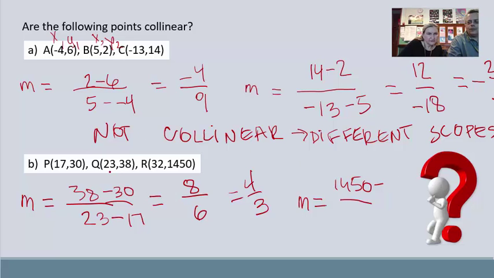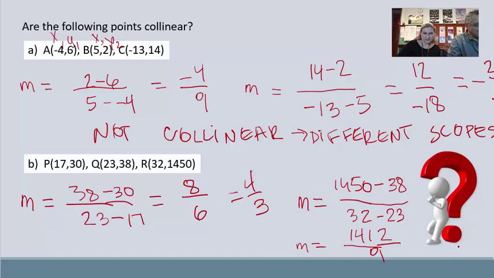For Q and R, R is 38. The second one would be 32 minus 23 on the bottom. What do we get for the numerator? We get 1,412. And the bottom we just get 9. There's no way this is going to equal 4/3. Divided by 9, it's way different. We get 156.8.